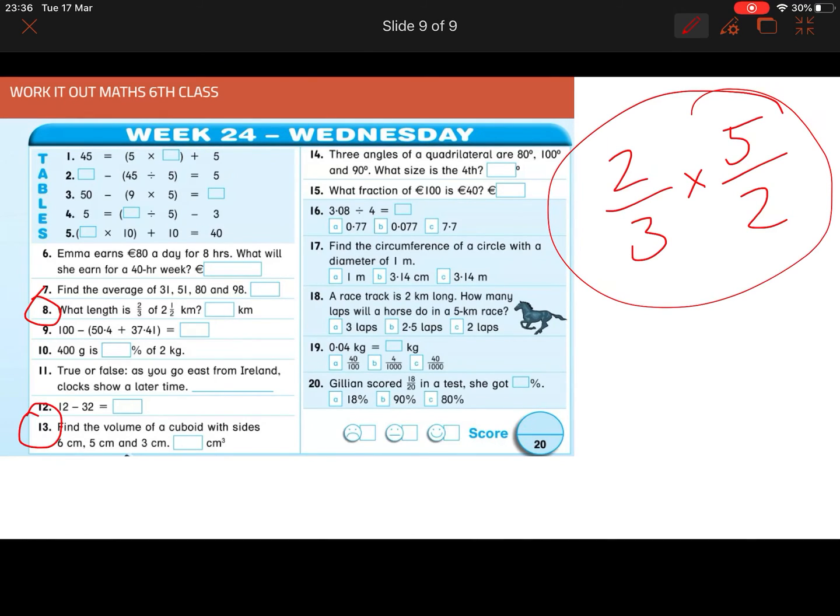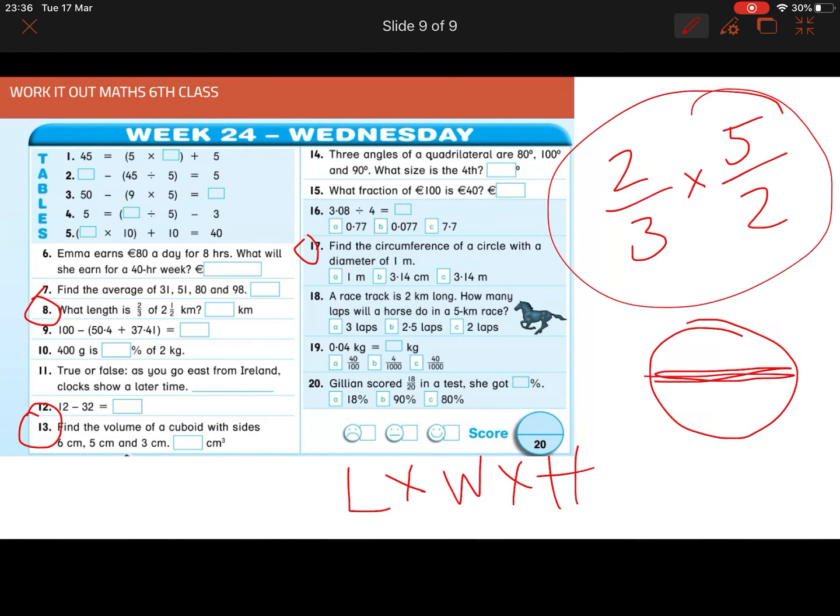Number 13, find the volume of a cuboid. So the volume is the length by the width by the height. Okay, so multiply all of those together. The circumference of a circle is equal to the diameter multiplied by a special number, pi, which is 3.14. Okay, so hopefully you'll remember how to do that. I think the rest of those are fine.